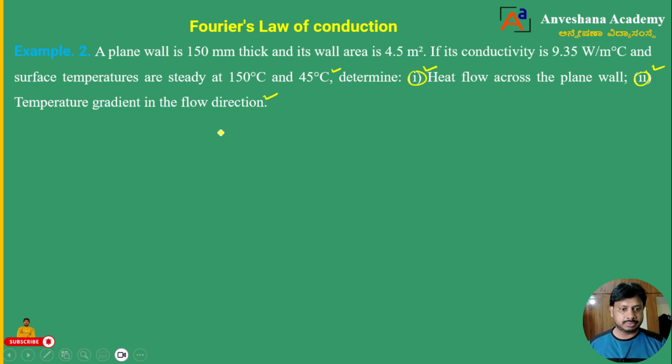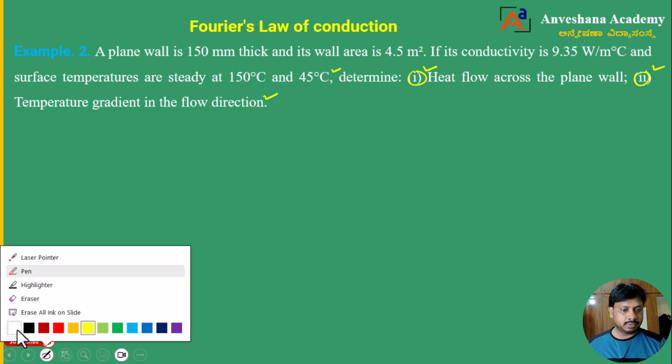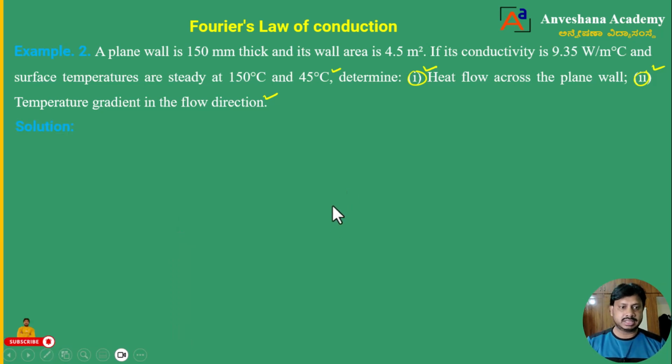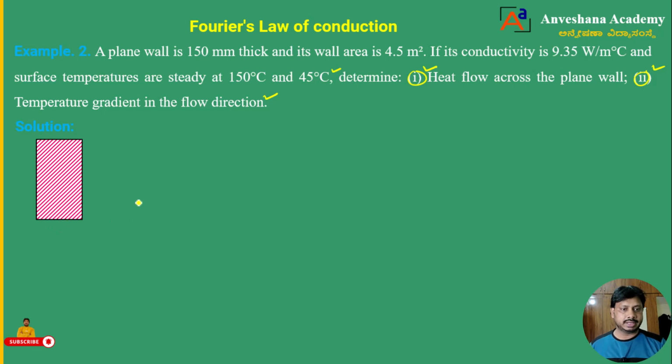Then how to solve this numerical? As I told in the previous class, if you want to solve this numerical, first I need to draw the schematic diagram. I will draw the schematic diagram and list out the given data with respect to the diagram. There is a plane wall of 150 mm thickness. That thickness I will mark here, dear students, as dx, and that wall has an area, which I will mark as A, that is 4.5 meter square.